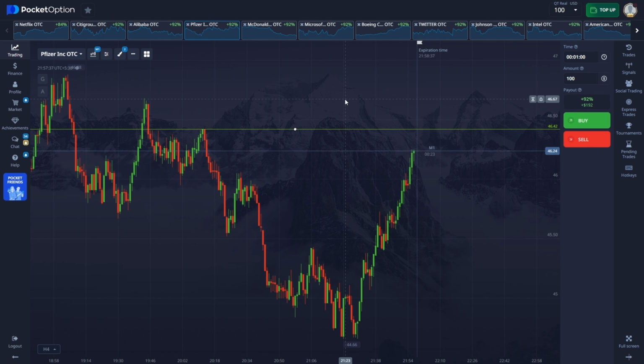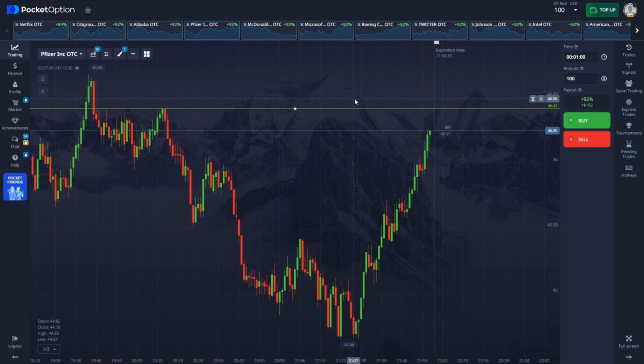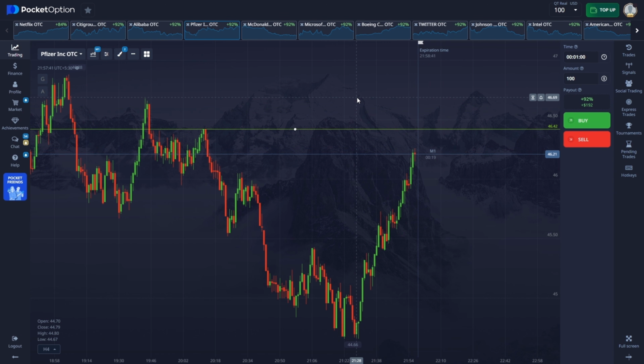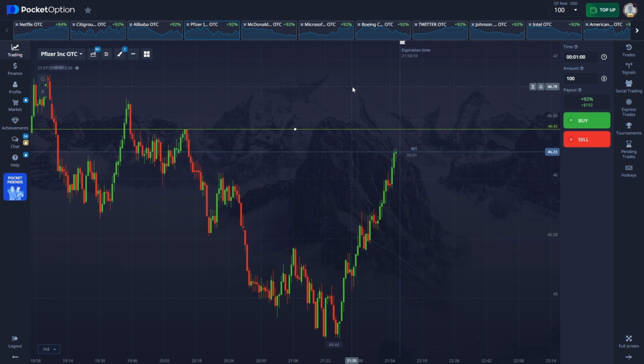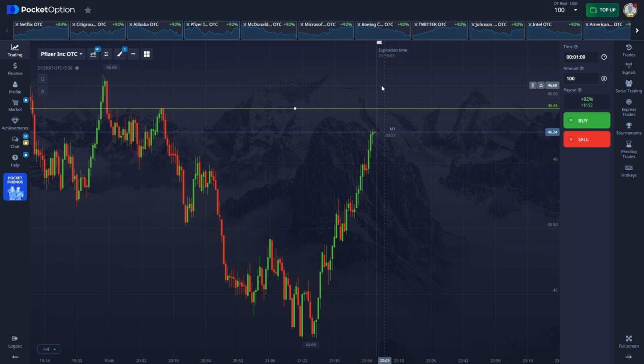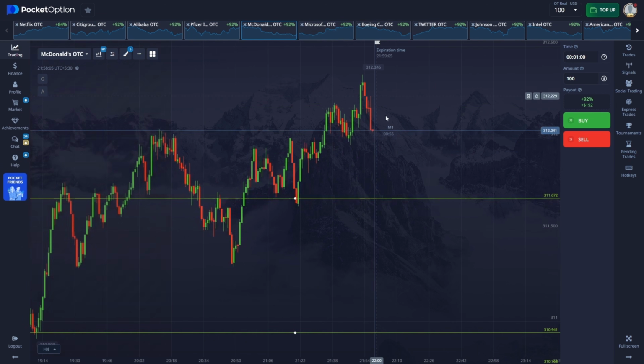However, if a red candle forms in between, avoid the trade. If the current candle turns red and then 2 or 3 green candles form, you can go for the downside move. But if 2 green candles form, followed by a red candle, and then another green candle closes at the level, avoid the trade. Let's move on to another asset.